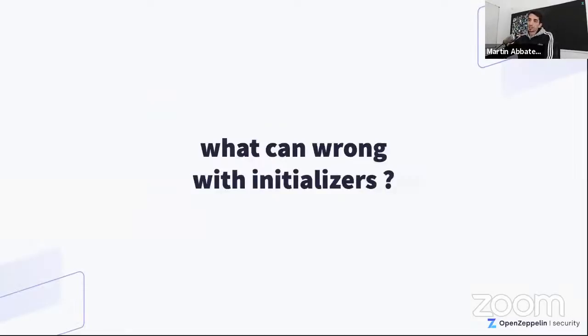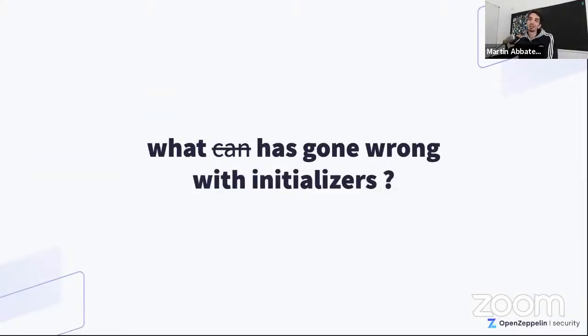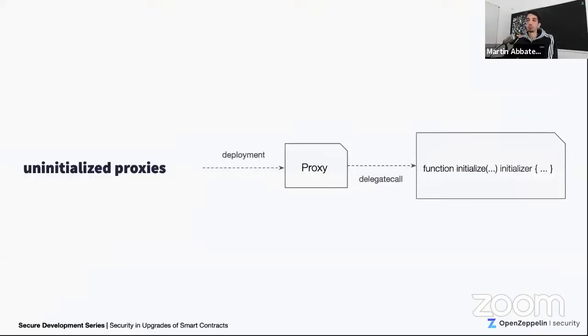What can go wrong with initializers? Well, we just covered a number of things, but we can also start asking what has gone wrong, because many of these things have gone wrong already in the community. So one thing is just forgetting to initialize a proxy. You have this proxy, you deploy it, and you just go away and think that everything is right, but you forgot to initialize it, so somebody else will initialize it for you. For instance, they could become the owner or something like that, right? Which is a problem. So uninitialized proxies seem trivial, yes, but we have seen examples of that.